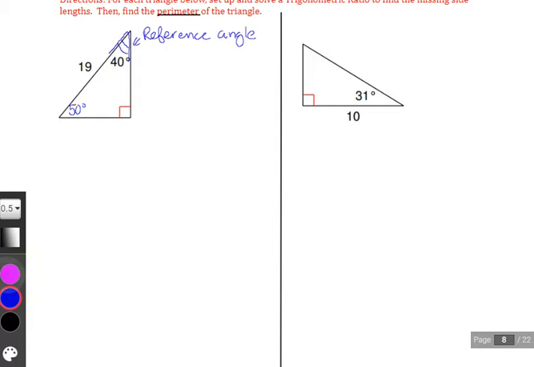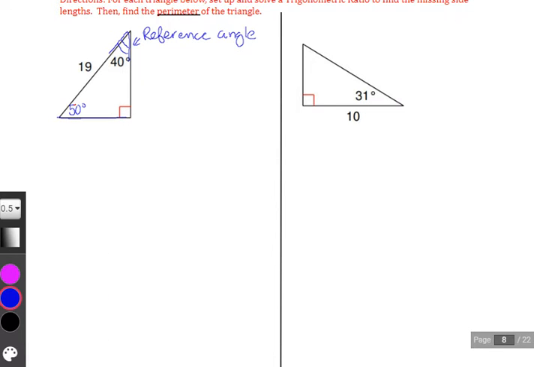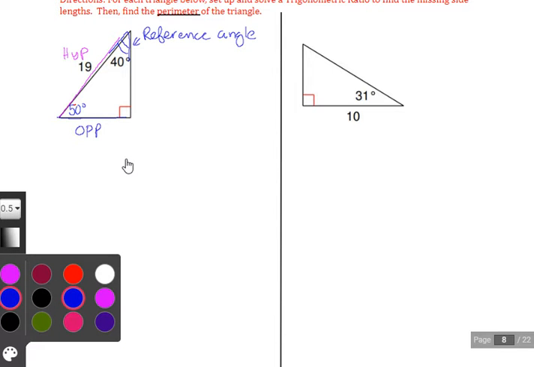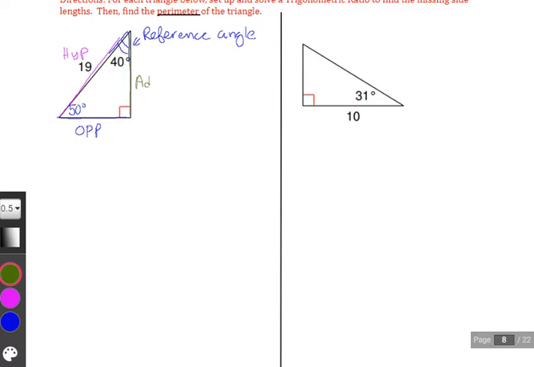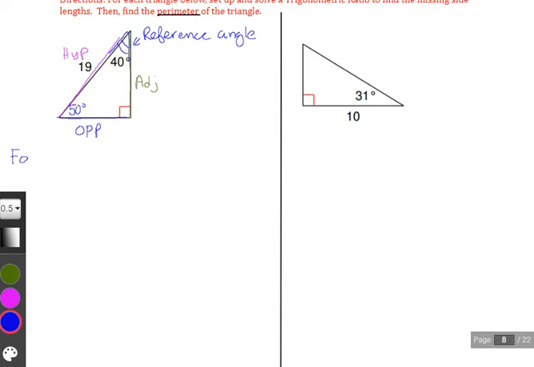Once we identify the reference angle, we should now go about labeling our side lengths. So across or opposite of the reference angle, okay, we have the hypotenuse, which in this case is given to be 19. And then of course we have the opposite side, and then we have the adjacent side. Right? And so it looks like we have to find the opposite side and the adjacent side. It doesn't much matter which one we find first. So I'm going to find the opposite side first.